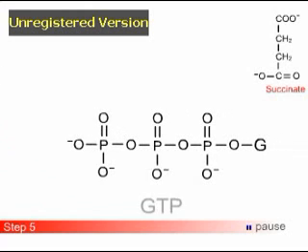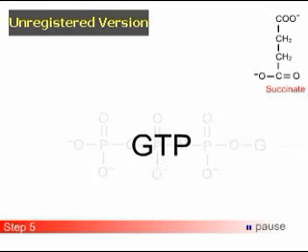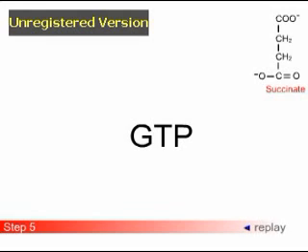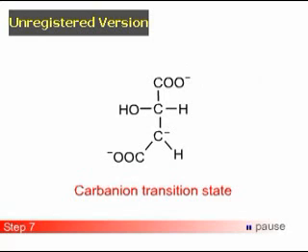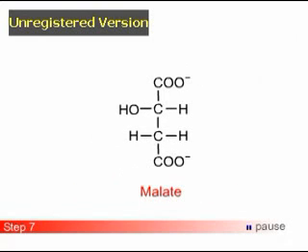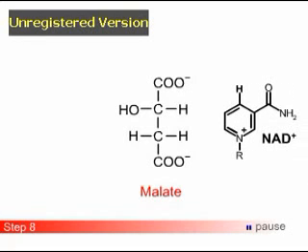GTP is usually synthesized by mammalian enzymes. ATP is formed by the corresponding enzyme in plants and bacteria, in a reaction that has a carbanion transition state. Malate dehydrogenase catalyzes the oxidation of malate to oxaloacetate with the concomitant reduction of NAD to NADH.